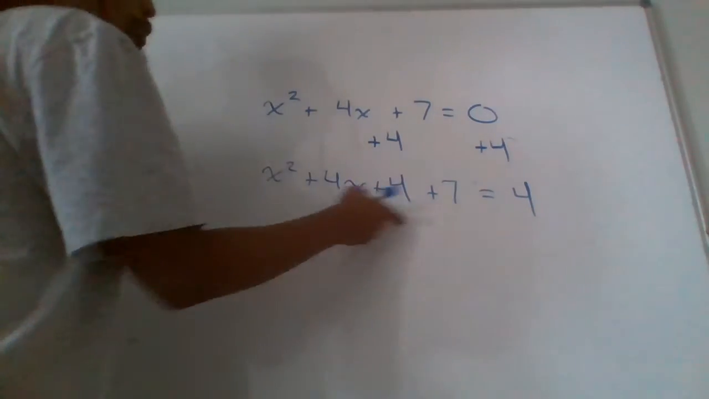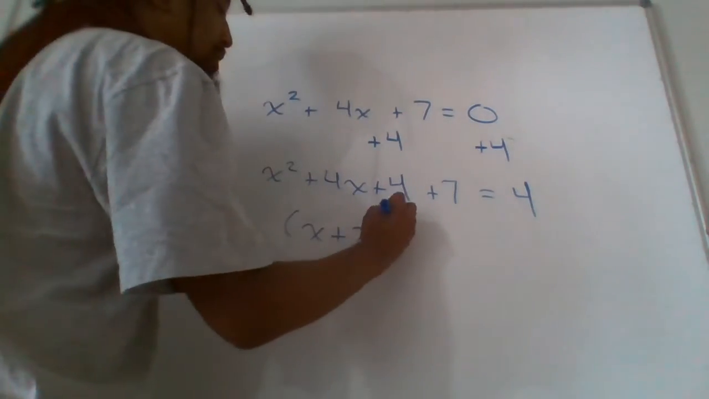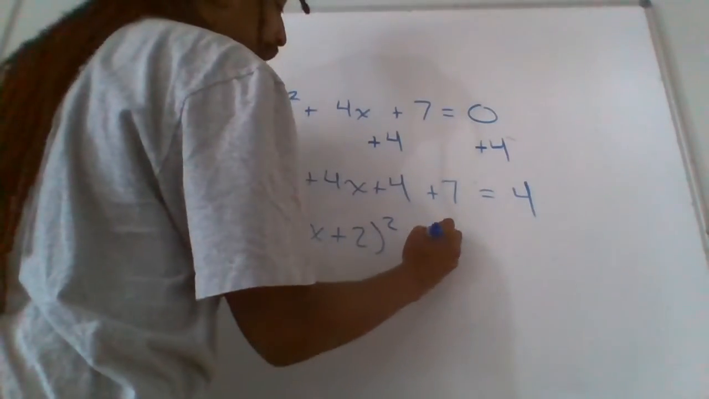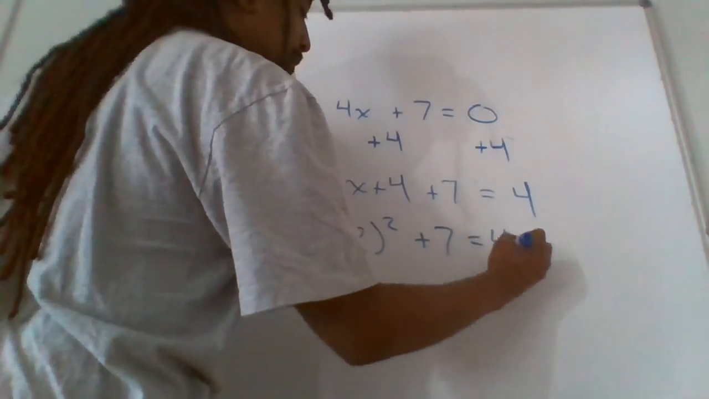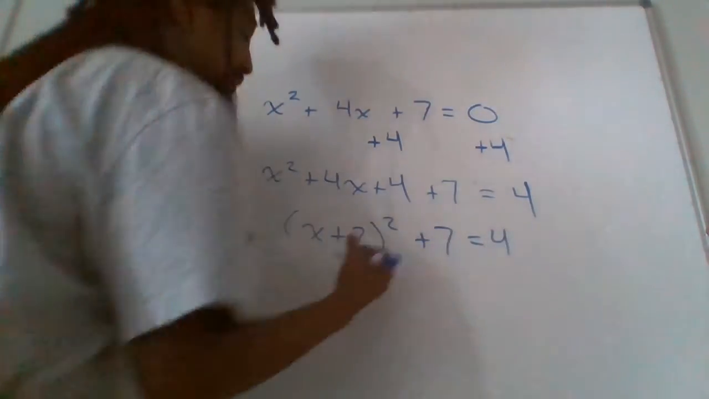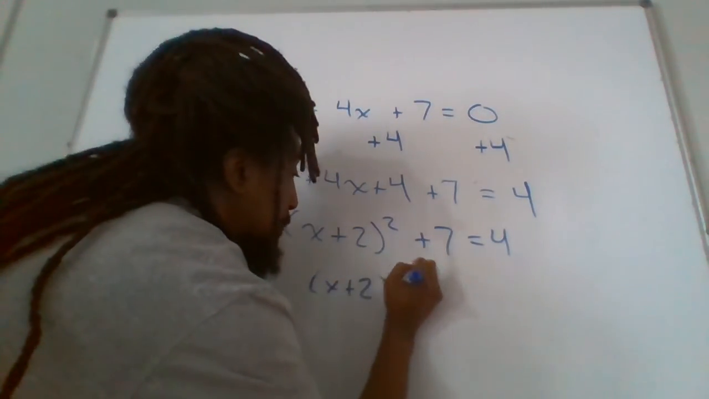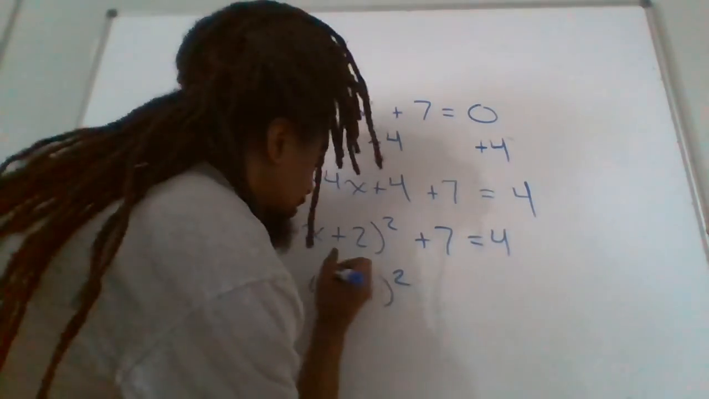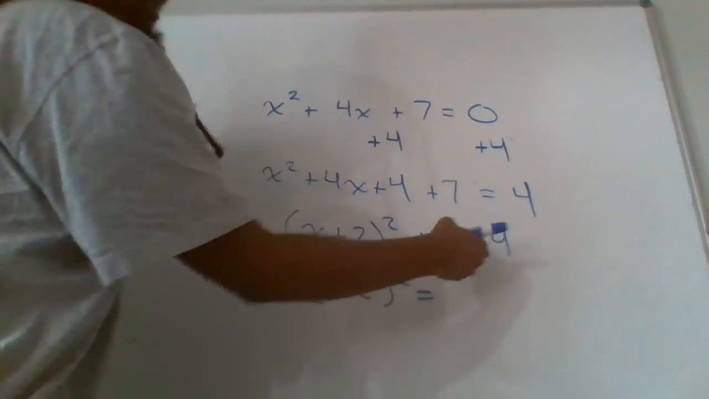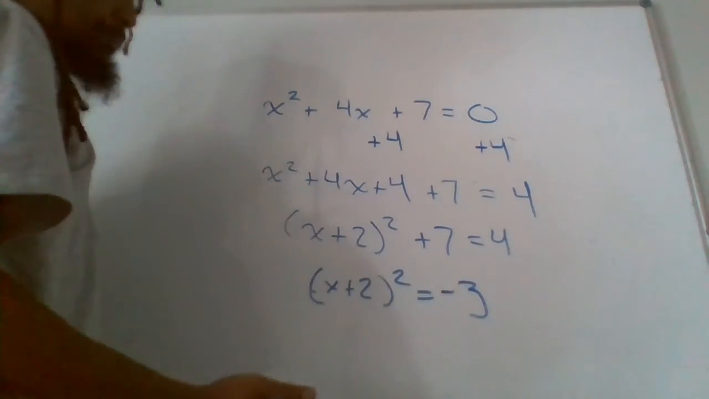Alright. So on this side, we're going to get x squared plus 4x plus 4 plus 7 is equal to 4. Now we have our binomial here, which we can simply factor, which we already said is x plus 2 squared. And now all we have left is this 7 here and equal to 4. So now we can subtract this 7, and we get x plus 2 squared. Can y'all see that? Is equal to 4 minus 7, which is negative 3.